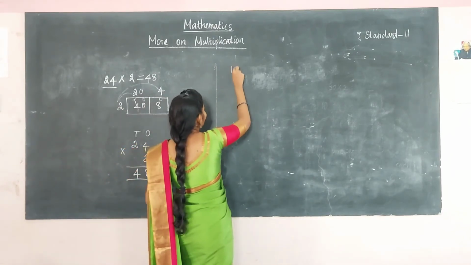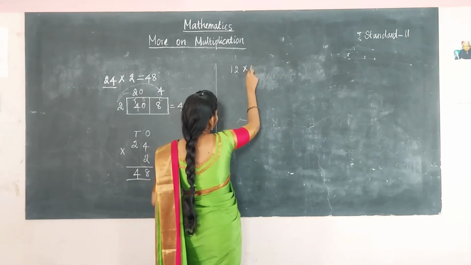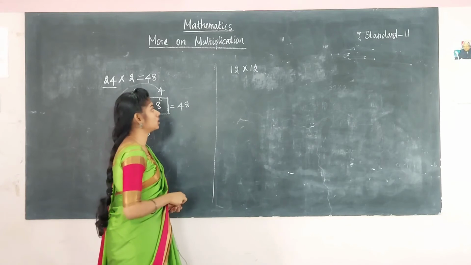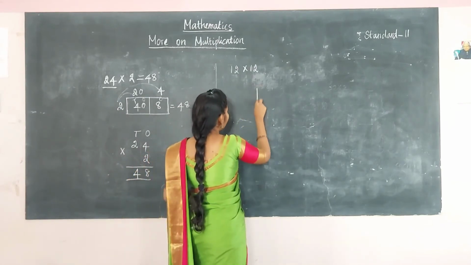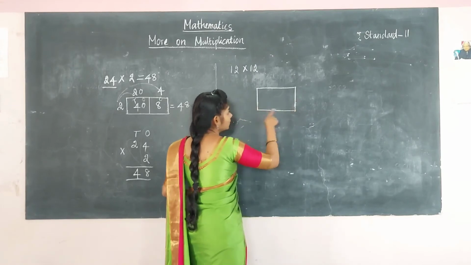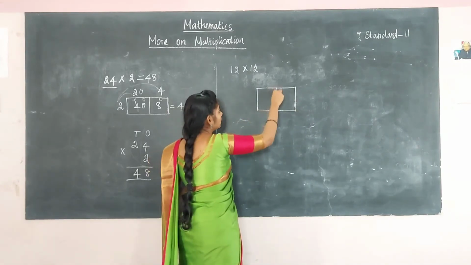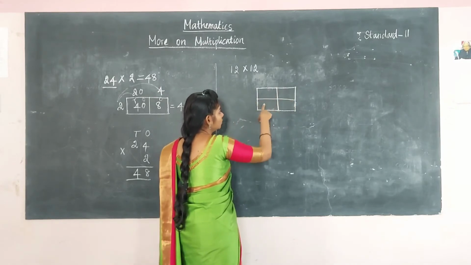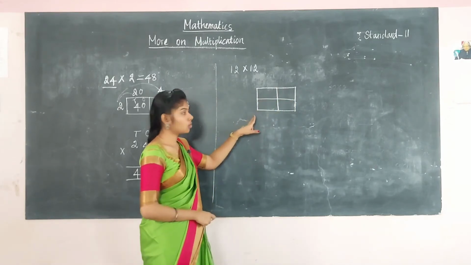So see here, 12 into 12. It is a 2-digit number by a 2-digit number. So here how will I draw the boxes? First draw a single box and then give a cross sign in between. So you can split the box into 4: 1, 2, 3, 4. Like this you have to draw the box.